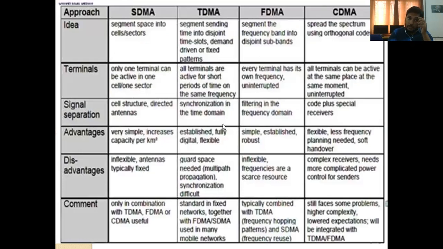And finally we covered the comparison between SDMA, TDMA, FDMA and CDMA. We compared them by the approaches of idea, terminals, signal separation, advantages, disadvantages, and some comments. The basic idea is space division, time division, frequency division, and code division. In SDMA, only one terminal is active per space. In FDMA, every terminal has its own frequency. In CDMA, terminals can act at the same place at the same moment. Coming to signal separation: SDMA uses cell structure, TDMA uses synchronization in the time domain, FDMA uses filtering in the frequency domain, and CDMA uses code plus special receivers.